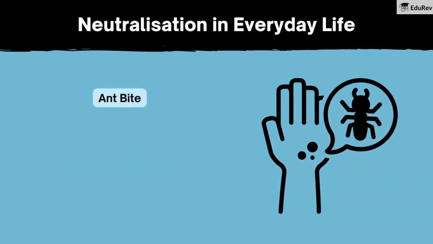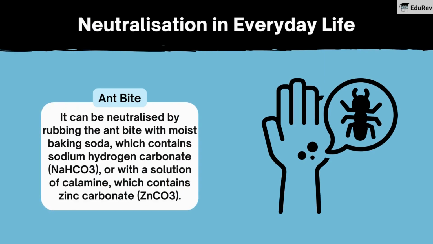Got an ant bite? It can really sting, right? But guess what? It can be neutralized by rubbing the ant bite with moist baking soda, which contains sodium hydrogen carbonate, NaHCO3, or with a solution of calamine, which contains zinc carbonate, ZnCO3. Isn't it great how science helps us in so many ways?